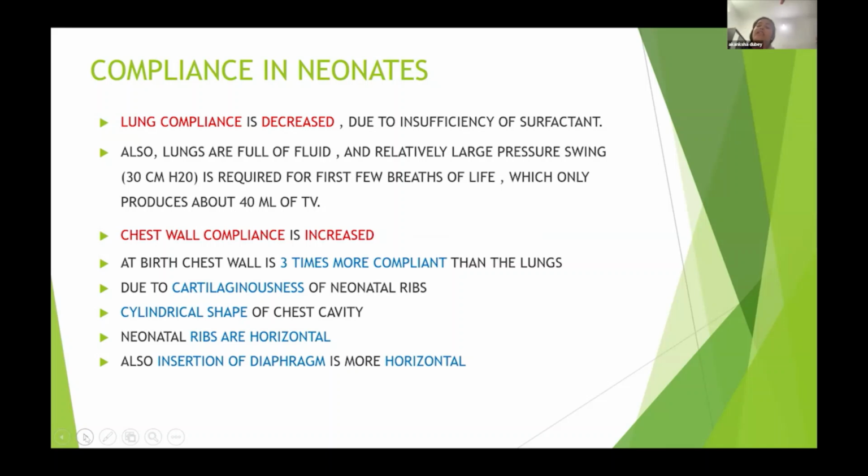And neonatal ribs are also horizontal, and the shape of the chest cavity is cylindrical as compared to elliptical in adults, and also the insertion of the diaphragm is more horizontal. And lungs are full of fluid at birth. So at birth, a relatively large amount of pressure swing is required for the first few breaths of life, which only produces about 40 ml of tidal volume. So this example clearly shows that when a newborn is just born, the lung compliance is very low, and therefore a large amount of pressure is required to increase the volume. Next, please.